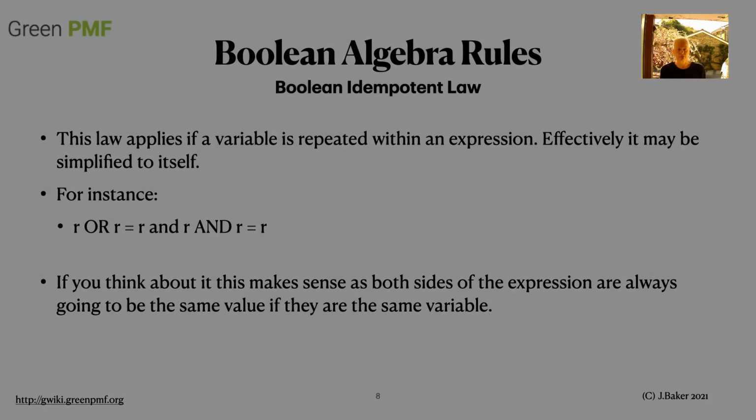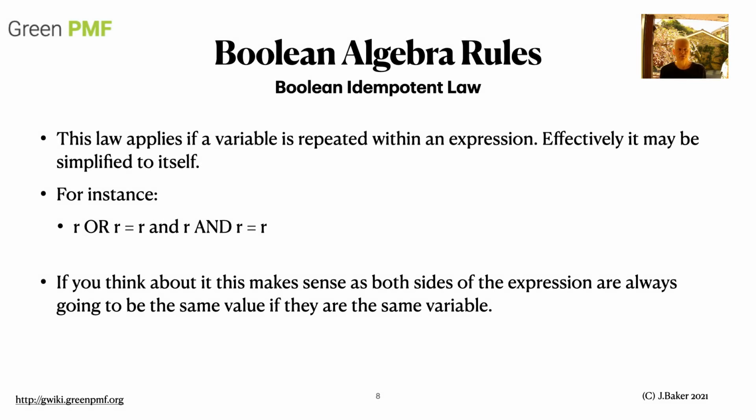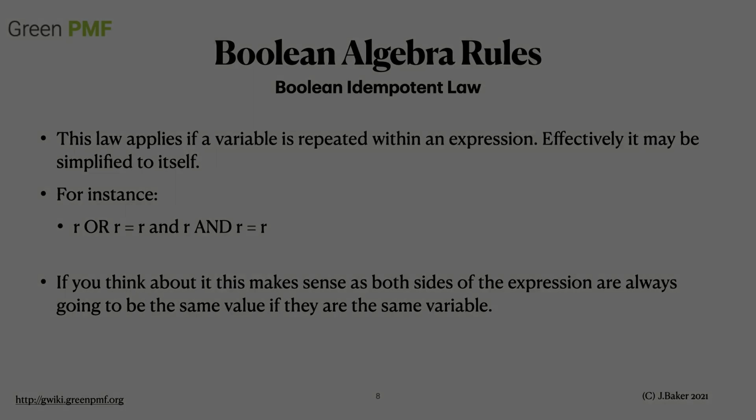The idempotent law. This law applies if a variable is repeated within an expression. Effectively, it may be simplified to itself. So for instance, R or R, and R and R, equals R. If you think about this, it makes sense. Both sides of the expression are always going to be the same value as they are the same variable.